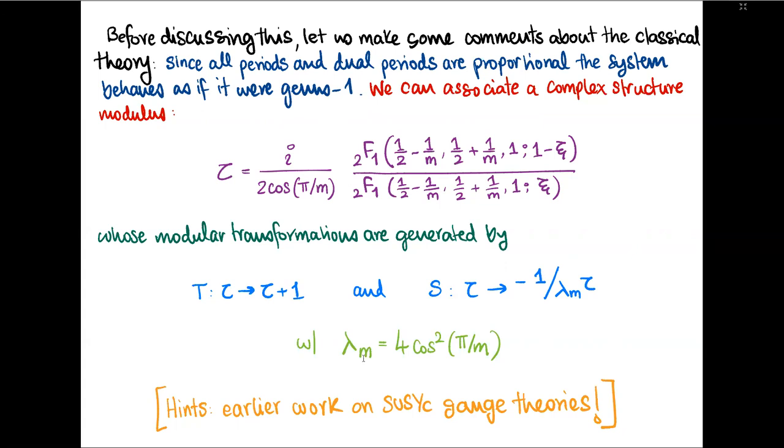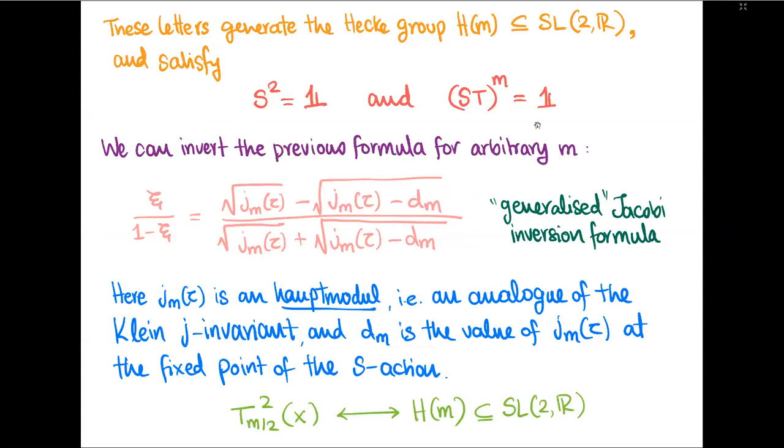Now you can check that for m equals 3, 4, 6 and infinity, lambda m is going to be an integer. And if lambda m is an integer for 3, 4, 6 and infinity, what you can show is that these letters S and T generate subgroups of SL2Z that have finite index in it. These are called congruence subgroups. But for all the other m's, the higher genus m's, like m equals 5, m equals 37, these are not subgroups of SL2Z. They are, in fact, subgroups of SL2R. And we know exactly what kinds of subgroups of SL2R. They're what are called Hecke groups.